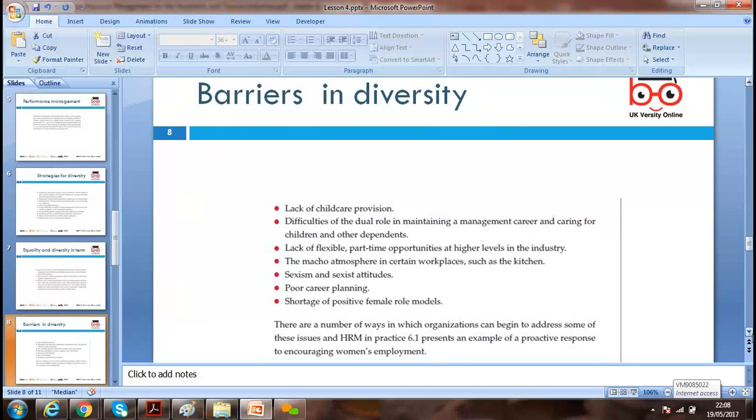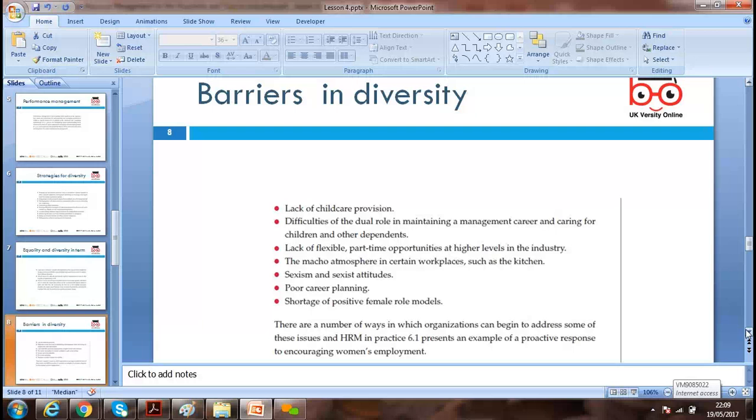There are some barriers in diversity. Lack of child care provision. Like if a single mom has children and we are not providing them a nursery facility or child care facility, we are not including them. If we have a disabled person, that can be a barrier. We need to think about making certain arrangements to include them. So those barriers, we need to think about how we can remove them.